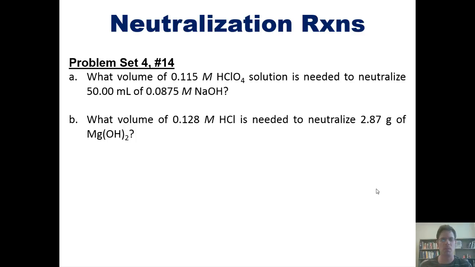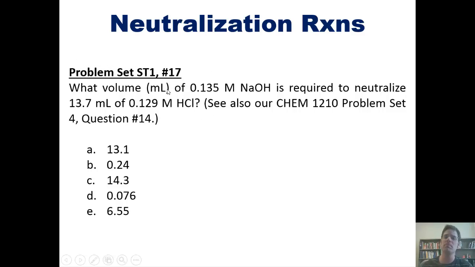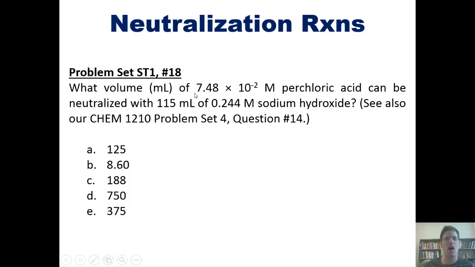Now let's take a look at some more. This example says, what volume in milliliters of 0.135 molar NaOH is required to neutralize 13.7 milliliters of 0.129 molar HCl? Once again, I'm not going to do this for you, but we'll invite you to do it on your own. And next, what volume of this concentration of perchloric acid can be neutralized by using 115 milliliters of this concentration of sodium hydroxide? Isn't that cool?